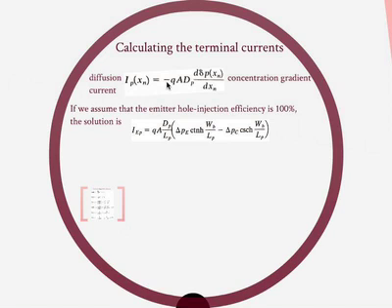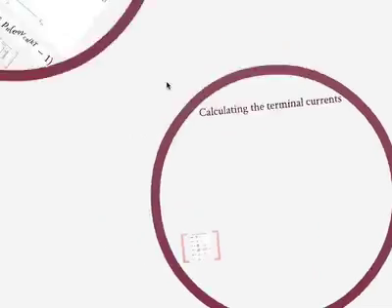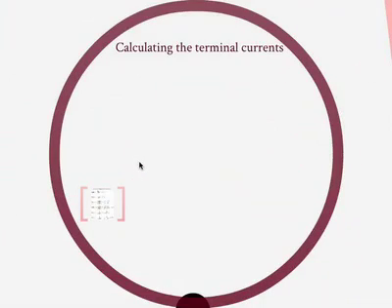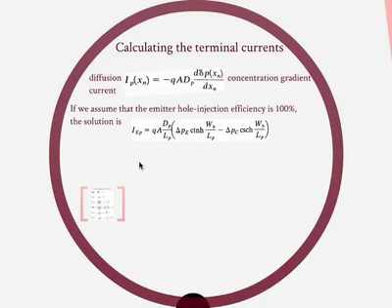And it's easy to do. I don't really care about the actual equations so much. You can look it up, but you need to understand where it comes from. If we make the further assumption that the hole injection efficiency is 100%, in other words, that all the current from the emitter side is made up of holes, in other words, this is very small, then we can calculate the emitter current.